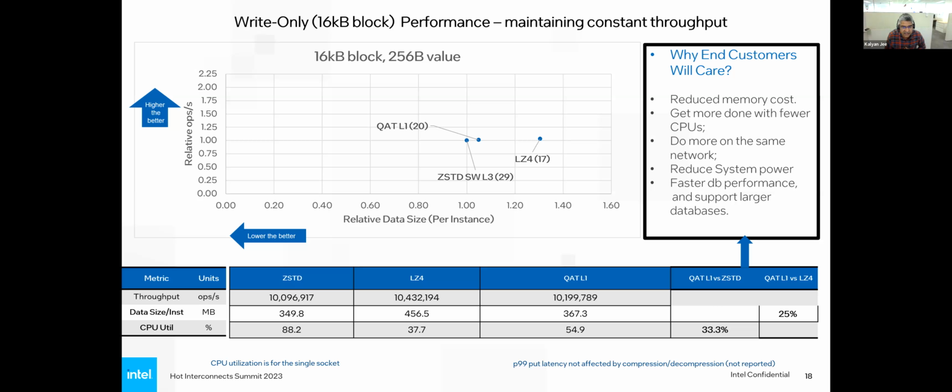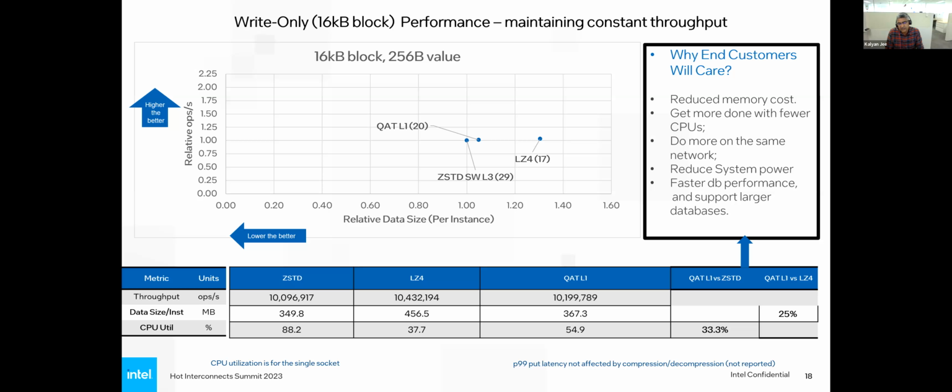And as we see in this case, when we use Zstandard in software and when we use LZ4 in software, we saw two deviations here. LZ4's data size is very big compared to Zstandard. As you see, LZ4's data size is 456 megabytes and Zstandard is 349 megabytes. So what it means is that you need more storage space and memory space if you're using LZ4 for the same thing.